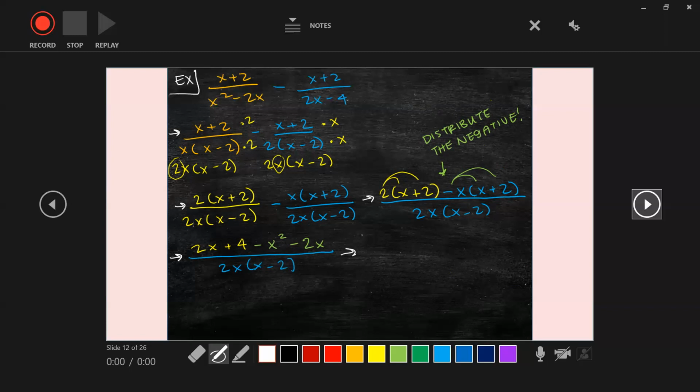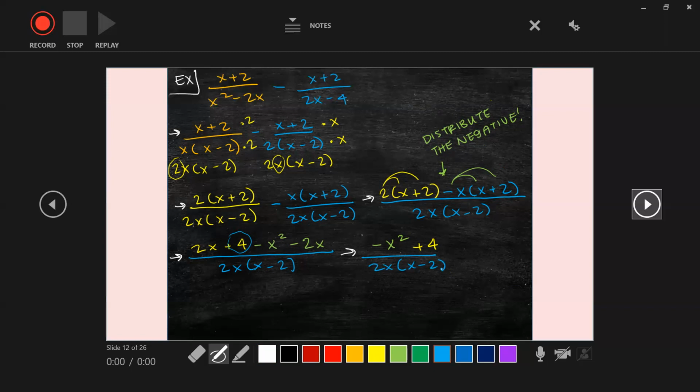Let's try and simplify that. Do I have any like terms, Colton? No. So do I have anything that can maybe cancel each other out? 2x and negative 2x. Yeah, 2x and negative 2x. So what is that going to leave me with? I'll have negative x squared plus 4. Well, so I still have this 4, right? Yeah. And that's all over 2x times x minus 2.